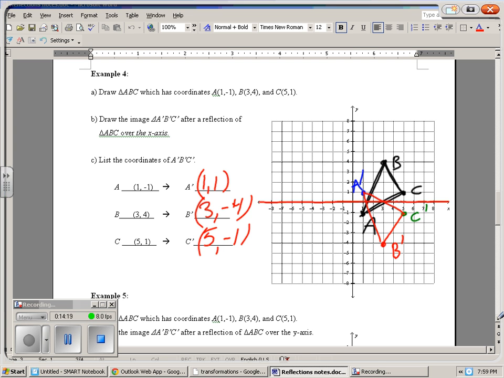And since we are flipping it over the x-axis, the y values change because the vertical portion is what moved. So from -1, we changed it to 1. From 4, we went to -4. From +1, we went to -1. And the x values remain the same. So in an x-axis flip, the x values stay the same.